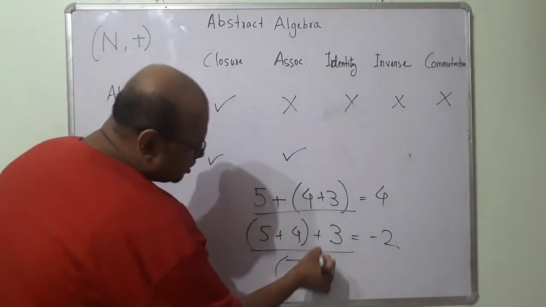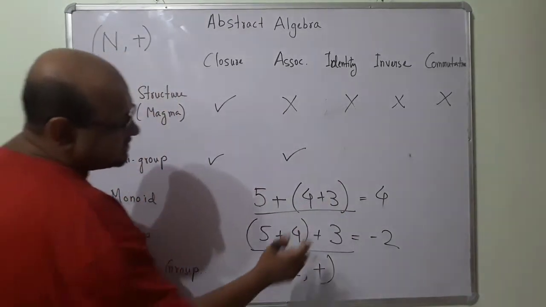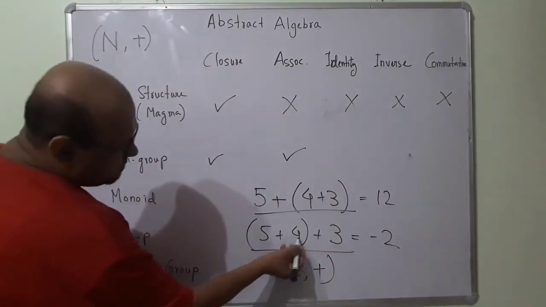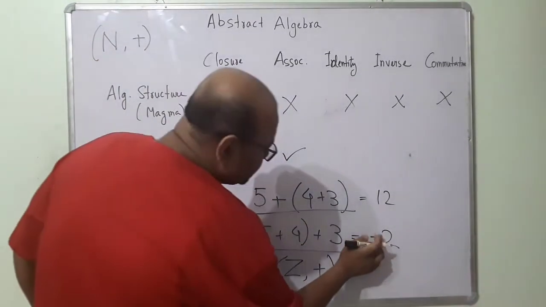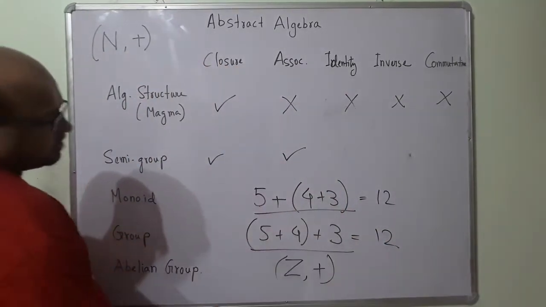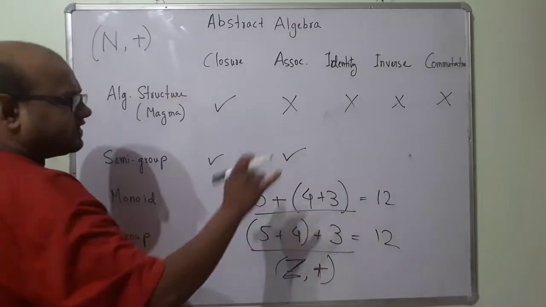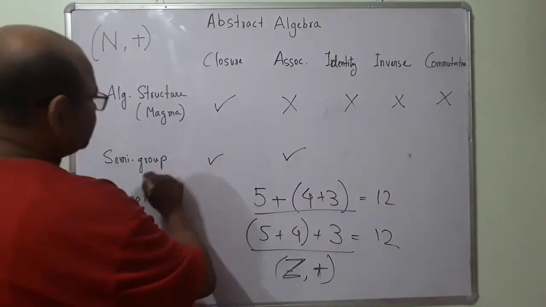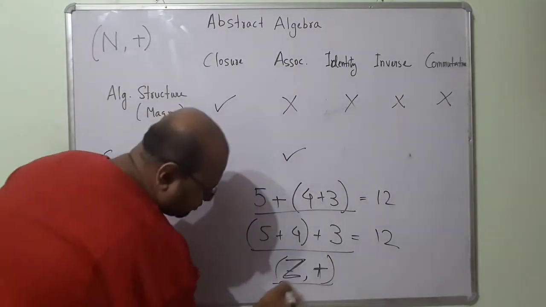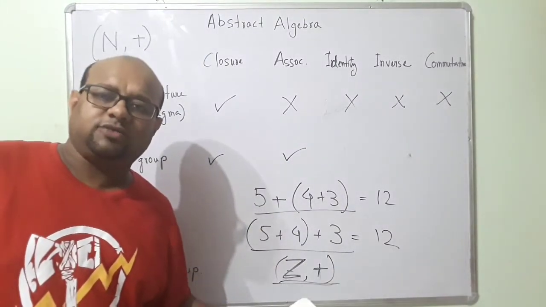Let us look at the set of integers with addition. Under this operation addition, 4 plus 3 is 7, plus 5 is 12. Then 5 plus 4 is 9, plus 3 is 12. So here right associative is equal to left associative. So the integers under plus are associative. It is of course closed, so it is both closed and associative. So this is a semigroup. The set of integers under addition is a semigroup.